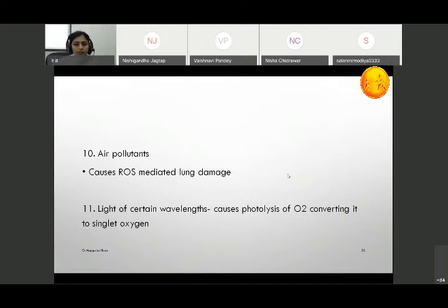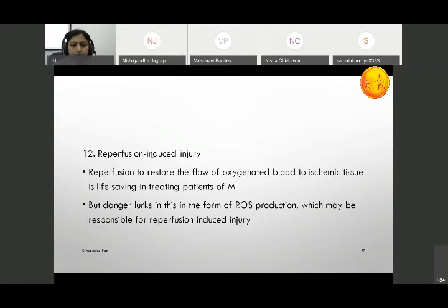Next is air pollutants. They are always harmful to our body, but they are also a source of generation of reactive oxygen species, and that leads to lung damage. Next, light of certain wavelengths causes photolysis of oxygen and converts it into singlet oxygen. Though singlet oxygen is not a free radical, it is a reactive oxygen species which is harmful to our body. Lastly, we have reperfusion-induced injury.